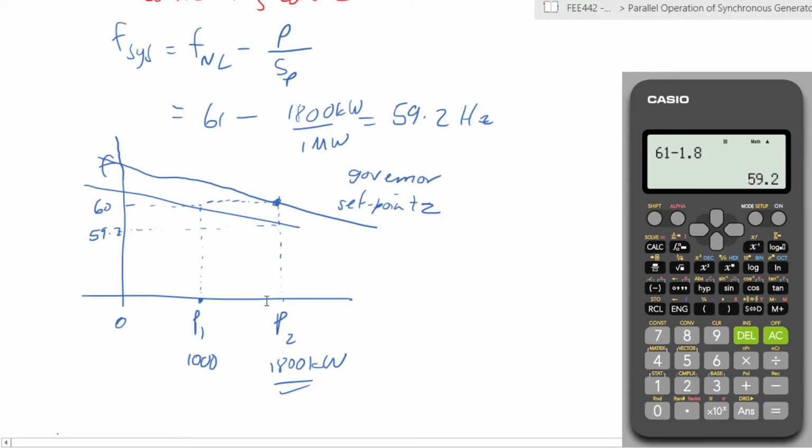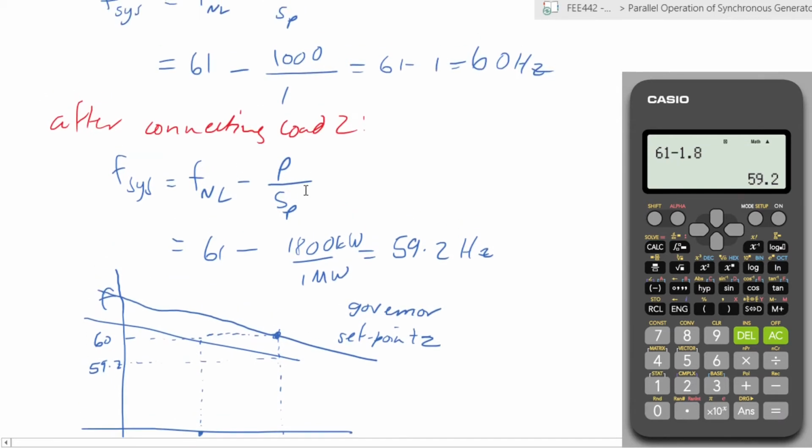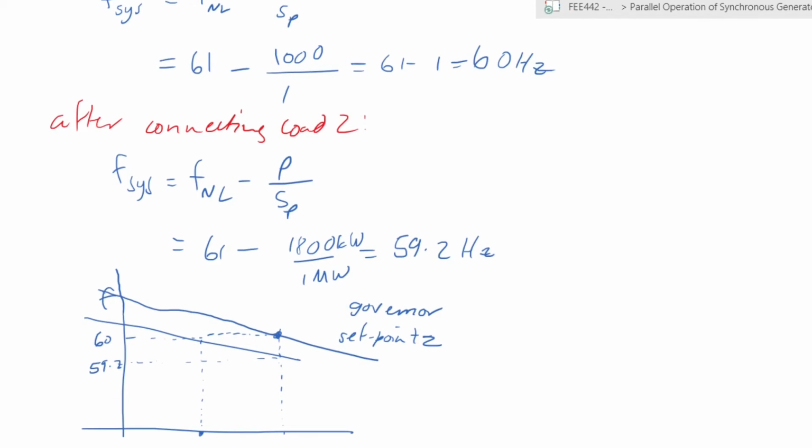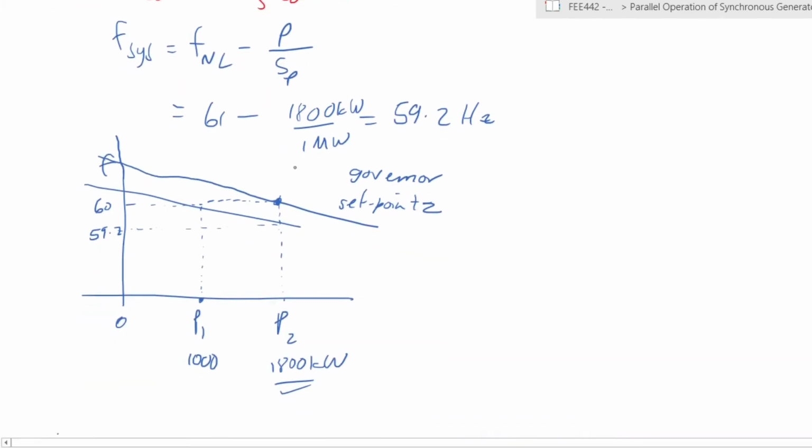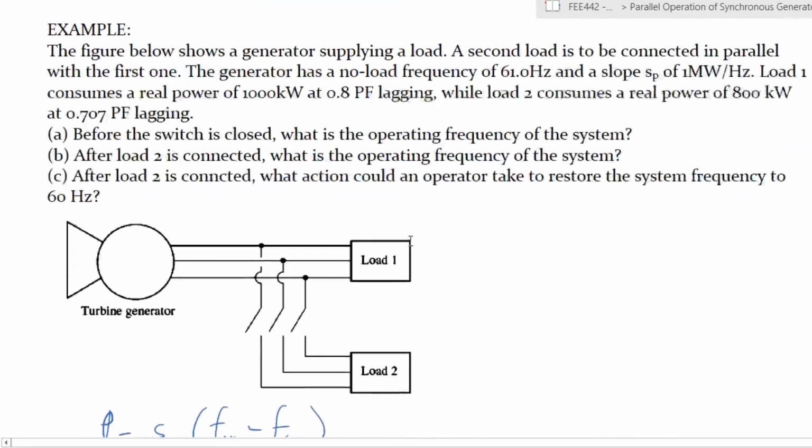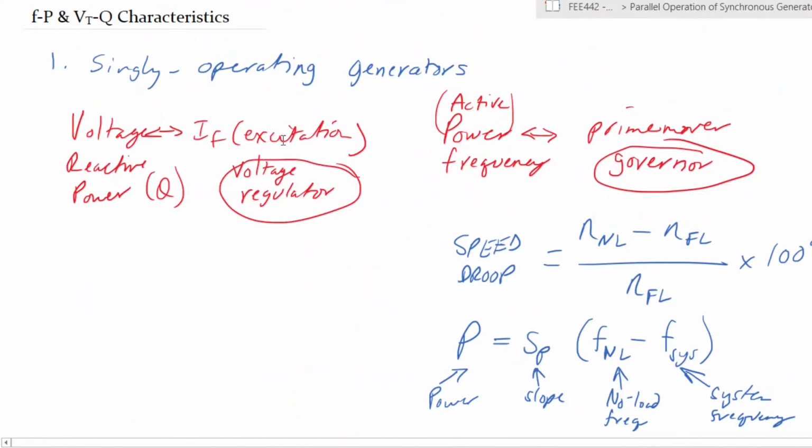So for short term, when you have a load suddenly increased, it would travel along the machine itself, along the characteristic itself. It would not shift in between. For longer term situations where you know that is the load you're going to supply, you would then add or change the set point to match the situation that you would like to have. So that's the basic characteristics of machines: voltage, reactive power done by the regulator, active power and frequency done by the governor.